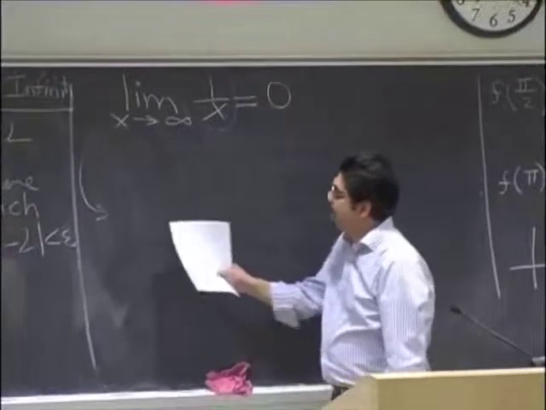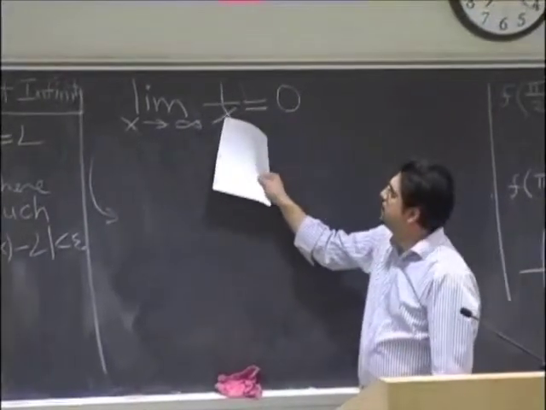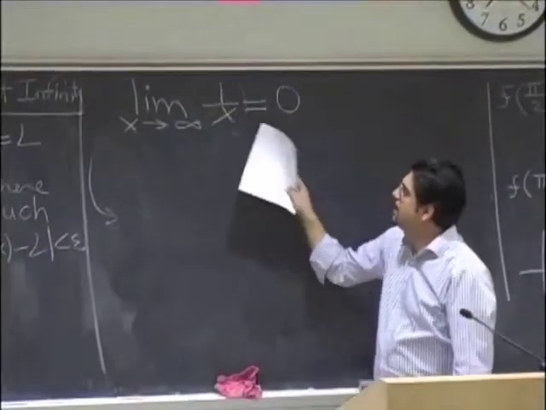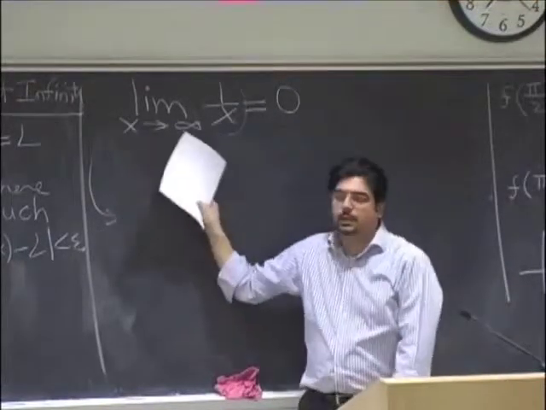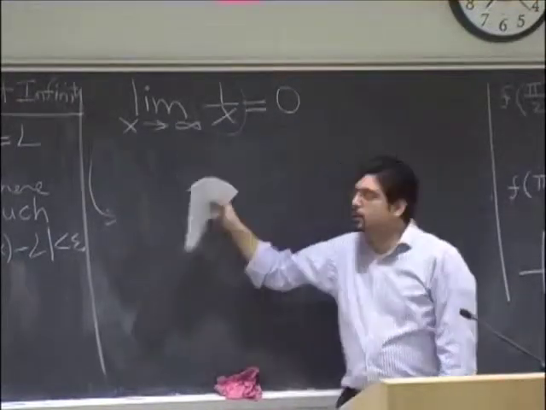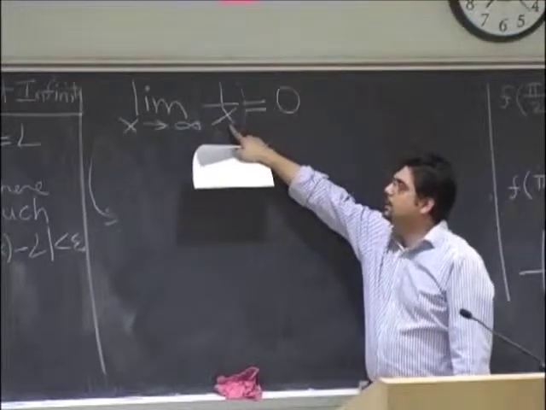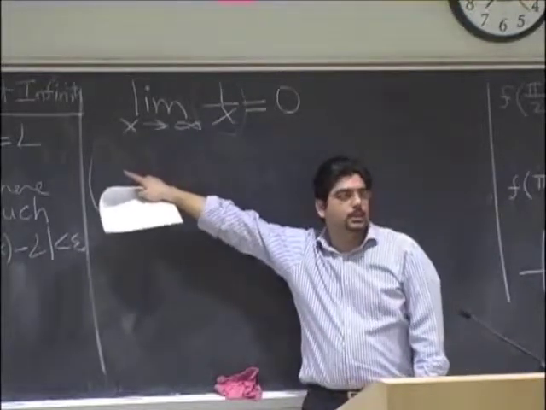So that's what I was trying to say over here. I can make the function value 1 over x as close to 0 as I want. All I have to do is make x really large. And the closer to 0 I want this to be, the larger x needs to be, and so forth.